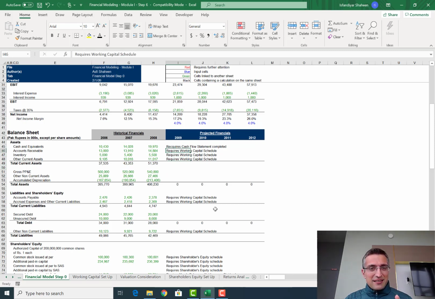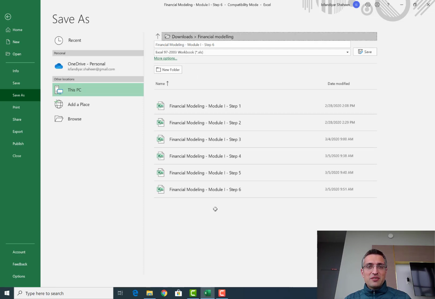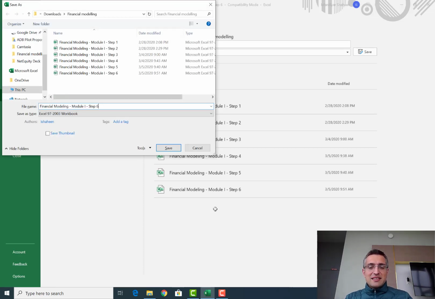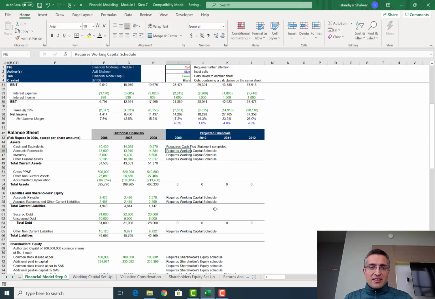But before we do that, let's just populate this balance sheet. So to populate this balance sheet, before I start populating, I'm just going to save where we are as step 7 and start populating.